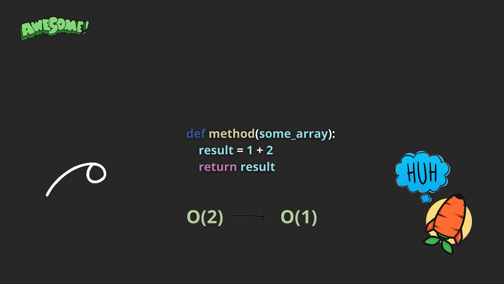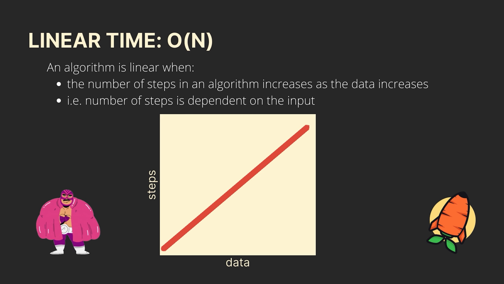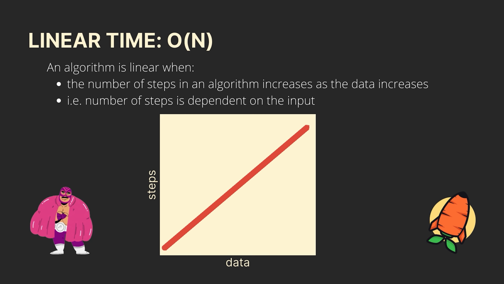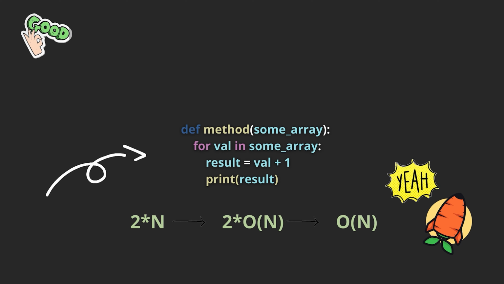Now that we understand constant time, let's talk about linear time algorithms. An algorithm is linear when the number of steps in the algorithm increases as the data increases. That means the number of steps is dependent on the input or the input size. Let me give you an example of a linear time algorithm. Let's look at this example.